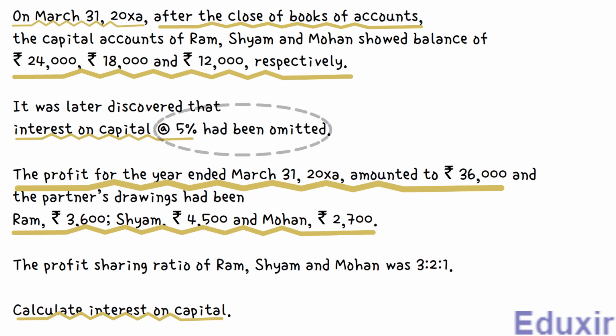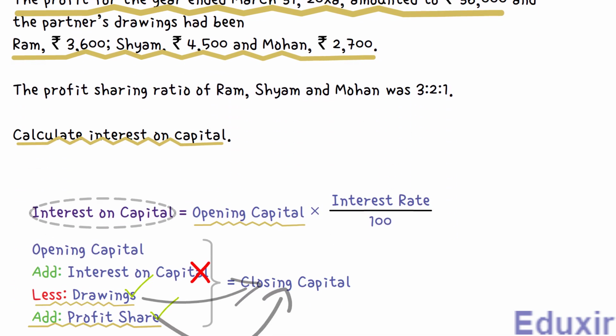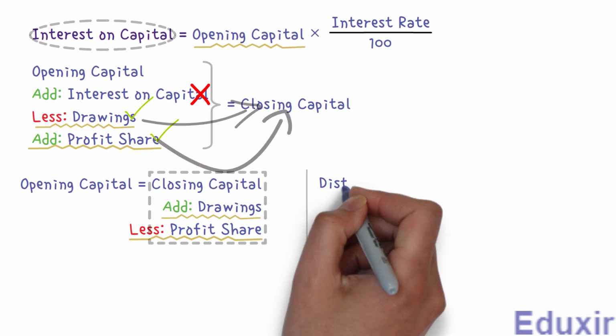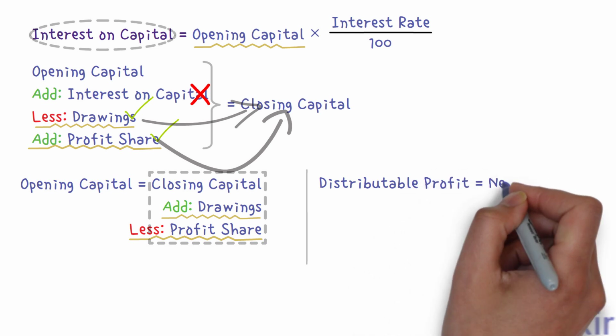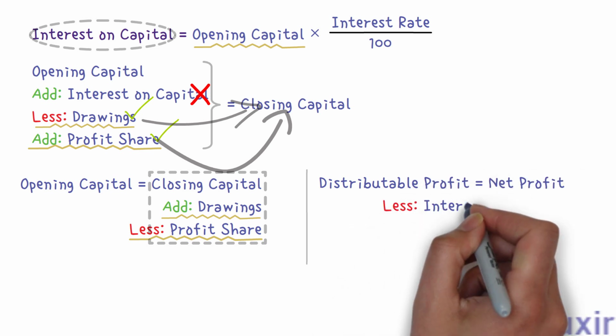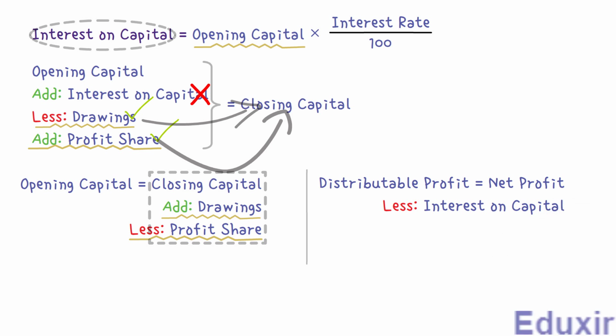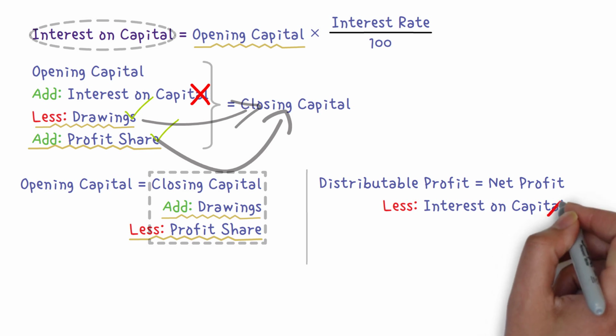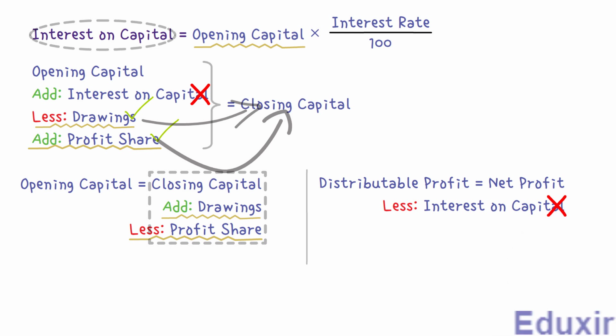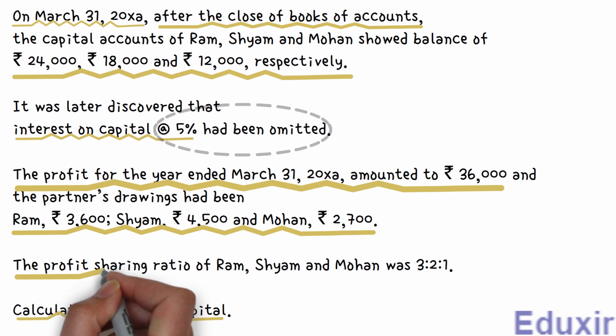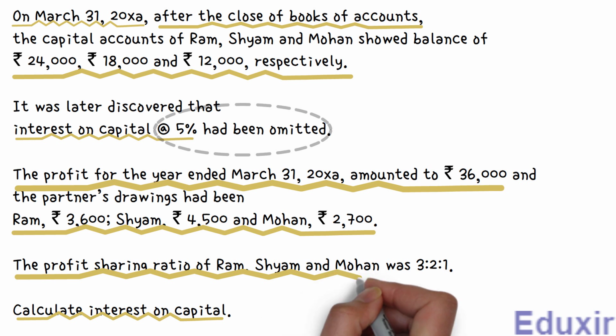From the net profit, we have to allocate the appropriations and then the remaining profit should be distributed among the partners. So, the distributable profit can be calculated by considering the net profit and then from that we lessen the interest on capital. Now, it is given in the problem that the interest on capital was not considered or omitted. So, the net profit is distributed among the partners without considering the interest on capital. In other words, all the net profit is distributed among the partners. Now, it is given in the problem that the profit sharing ratio of the partners is 3:2:1.